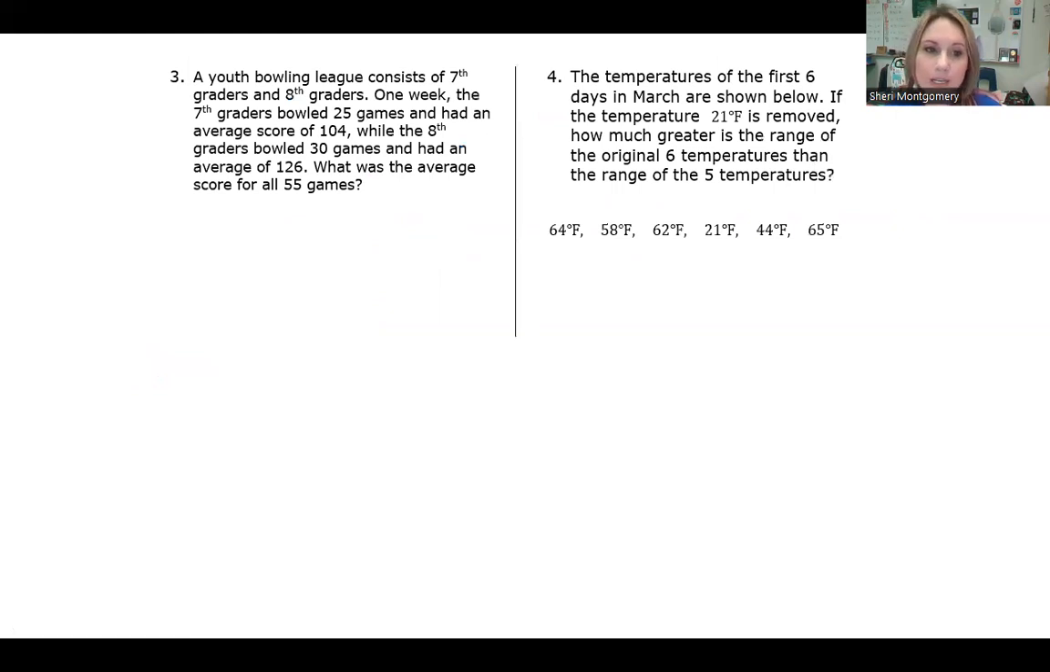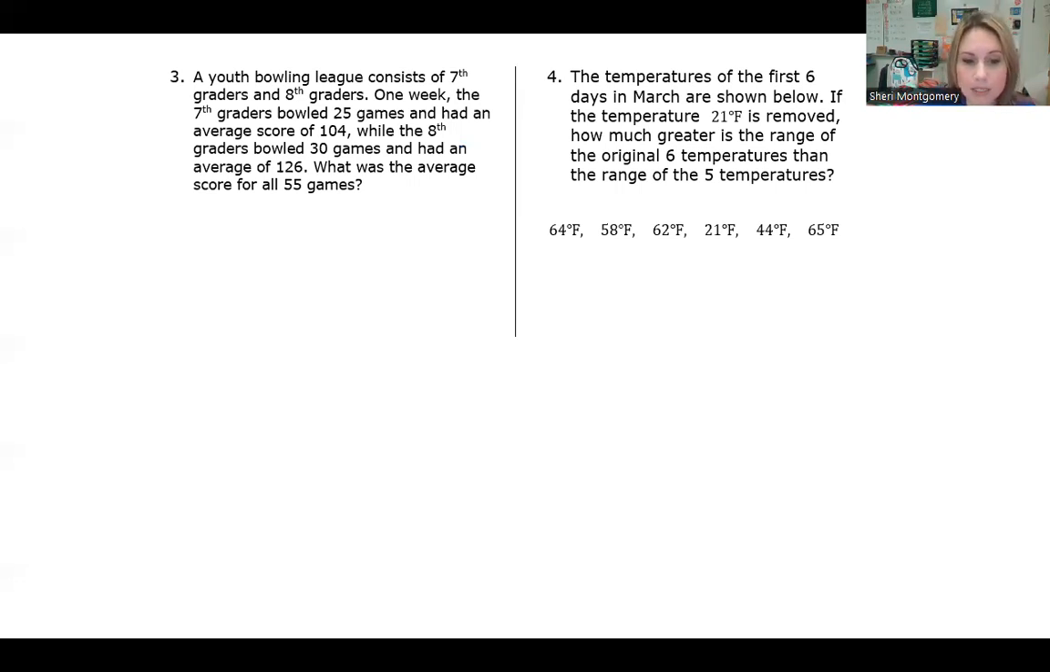The next question. A youth bowling league consists of 7th graders and 8th graders. One week, the 7th graders bowled 25 games and had an average score of 104. The 8th graders bowled 30 games and had an average of 126. What is the average score for all 55 games?